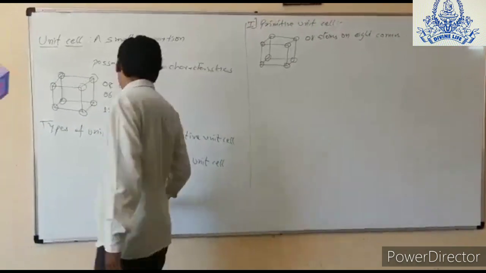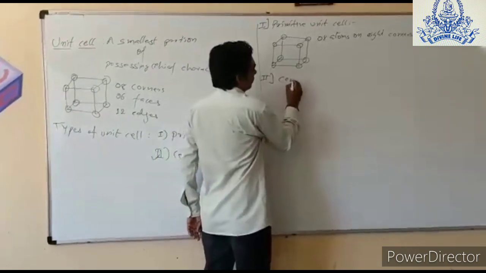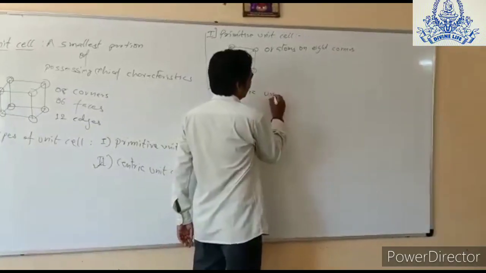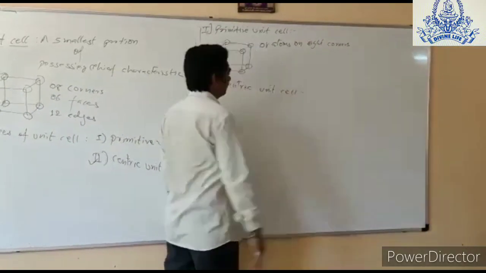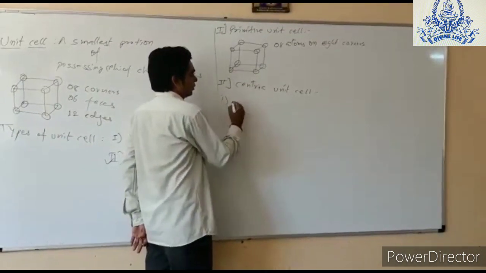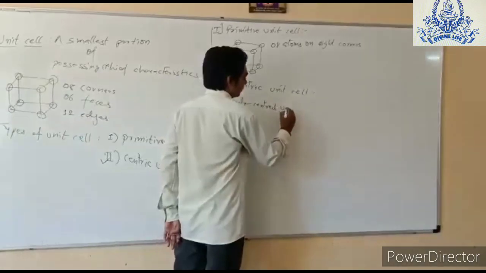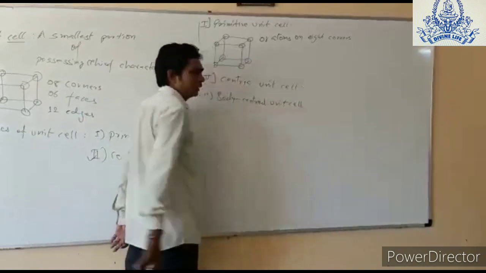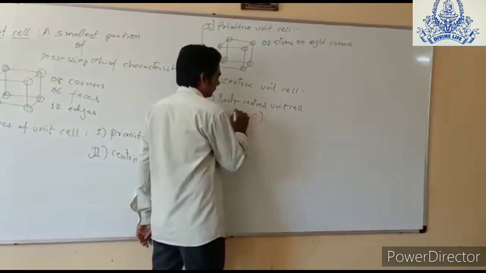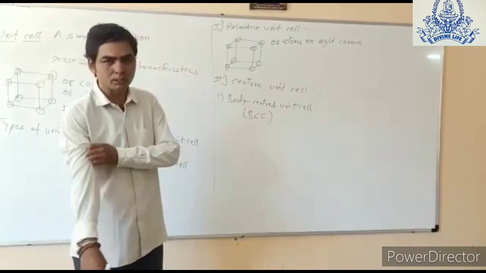Now second is the centric unit cell, also called the centered unit cell. In a centric unit cell there are 3 types. First is the body centered unit cell, also known as BCC. BCC means body centered cubic closed packing arrangement.